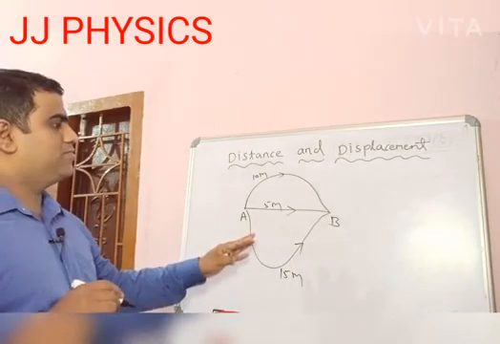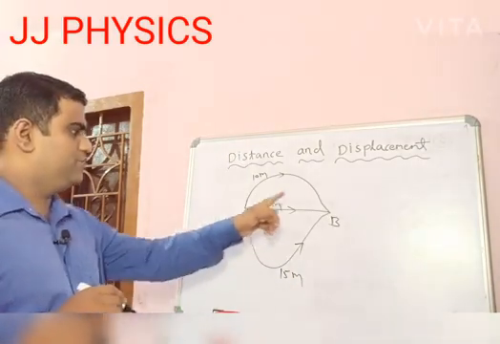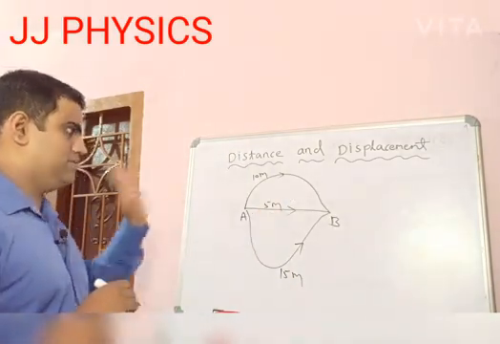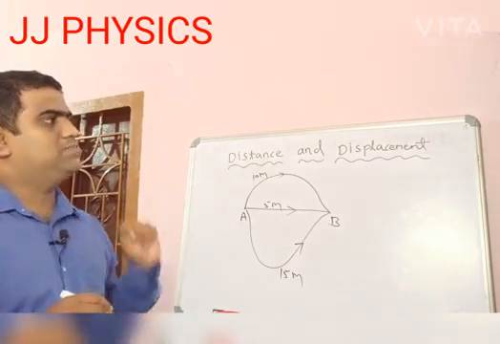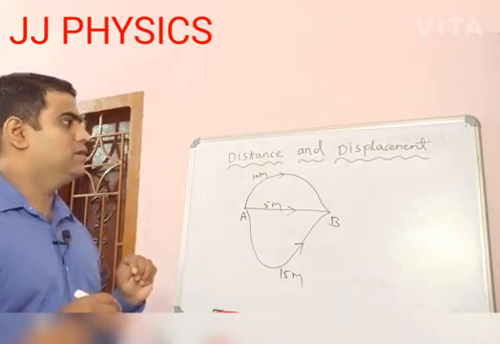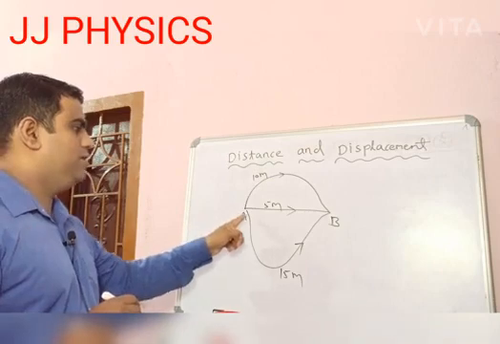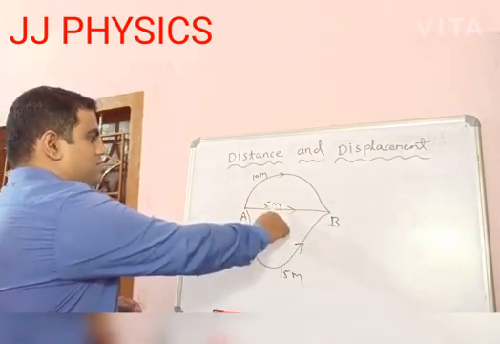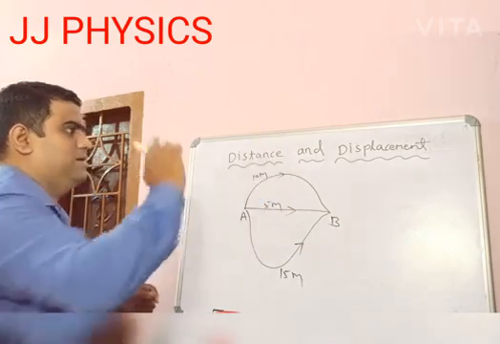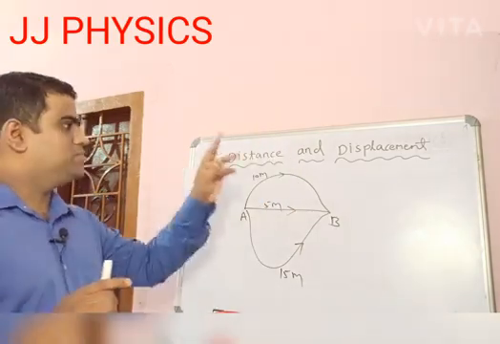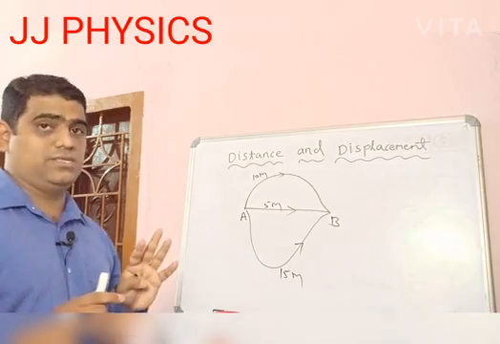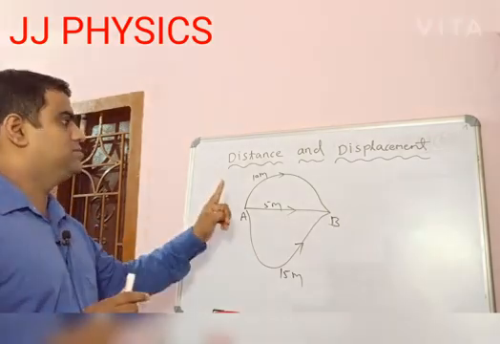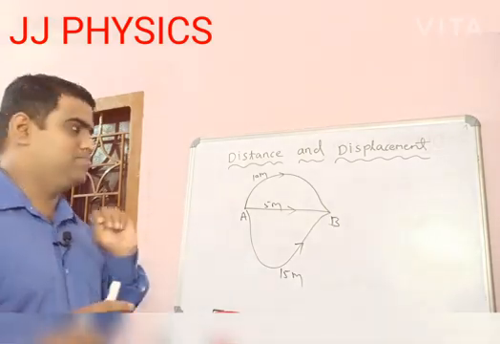It is any path traveled by the body from one point to another point, any path. And what is displacement? Displacement is the shortest path from one point to another point. Okay, so here the 5 meter distance is the displacement. All displacement are distance, but all distance are not displacement.